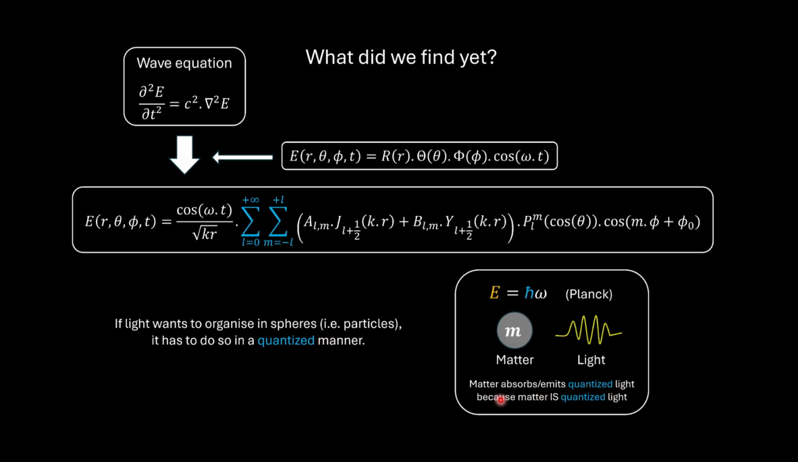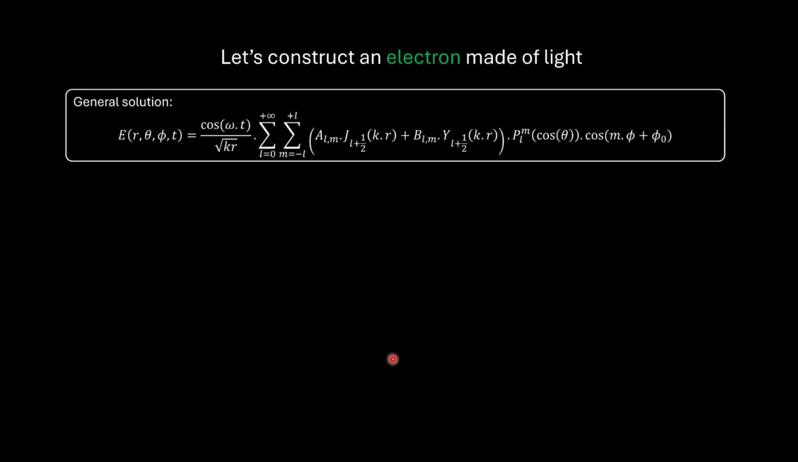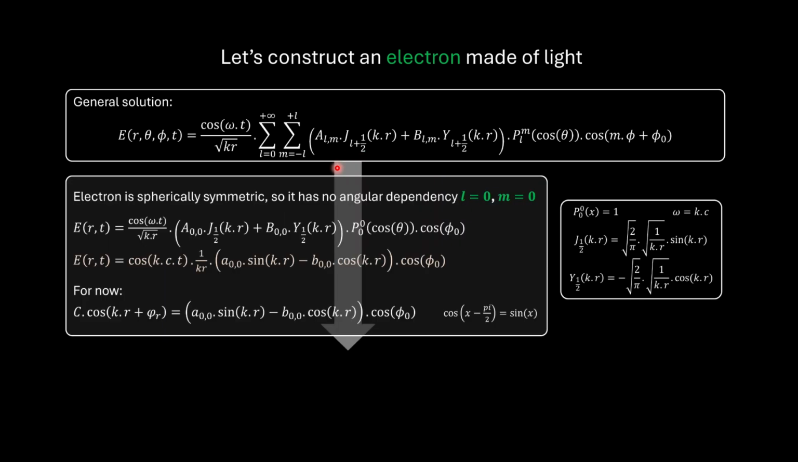It indeed does, because matter is quantized light, but this is not new. Remember, we want to construct an electron made of light. As a note, this is not completely true considering the spin of the electron, so we assume the electron is not spinning on itself. So this big solution becomes this, and if we use those formulas, we can make it look like this. Just remember this equation because we will talk about it at the end of the video.